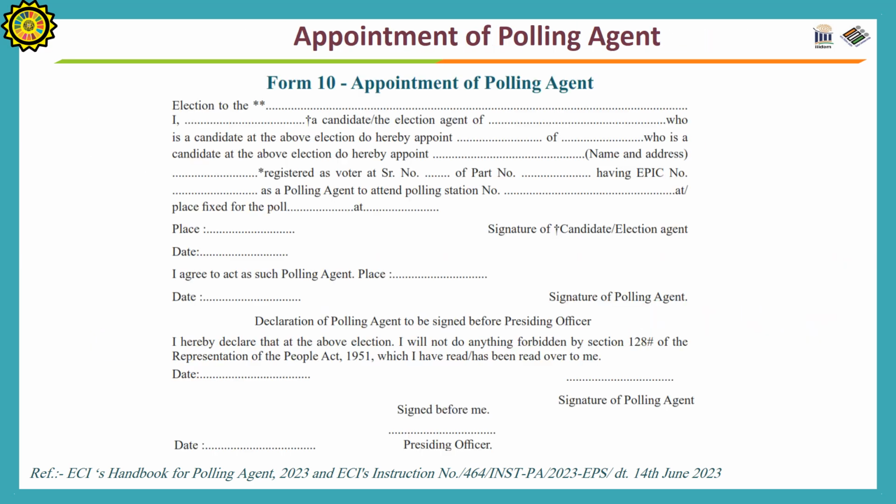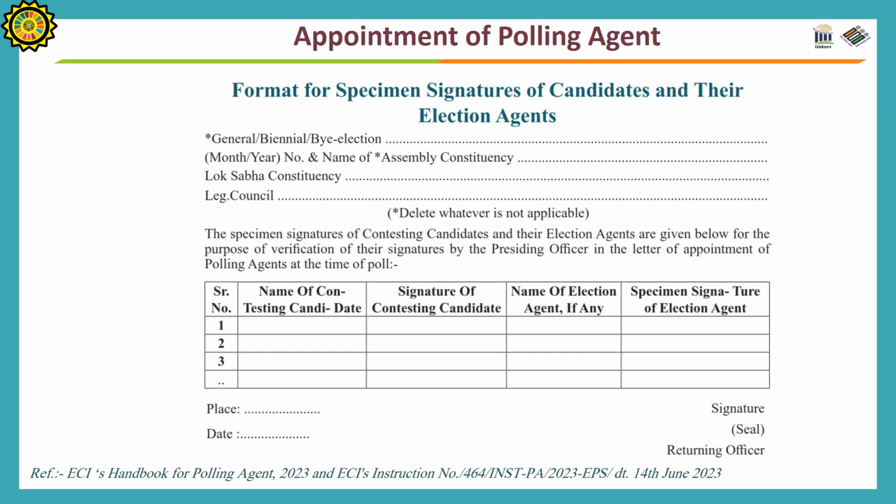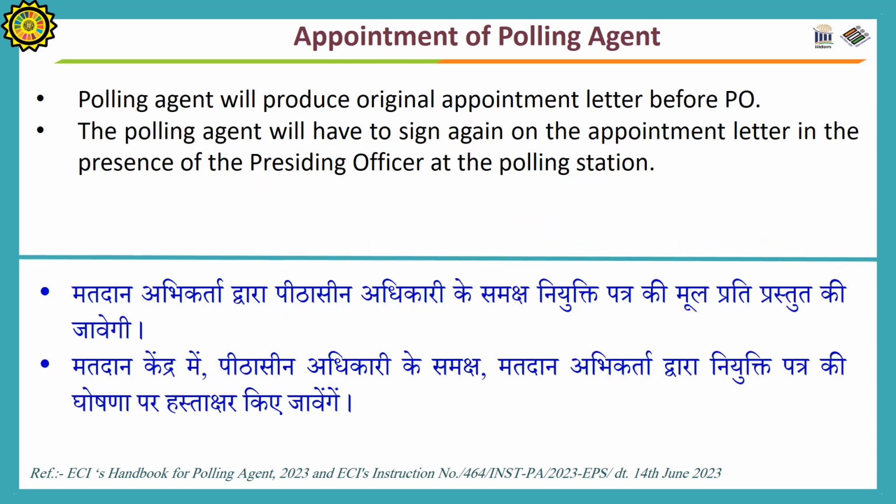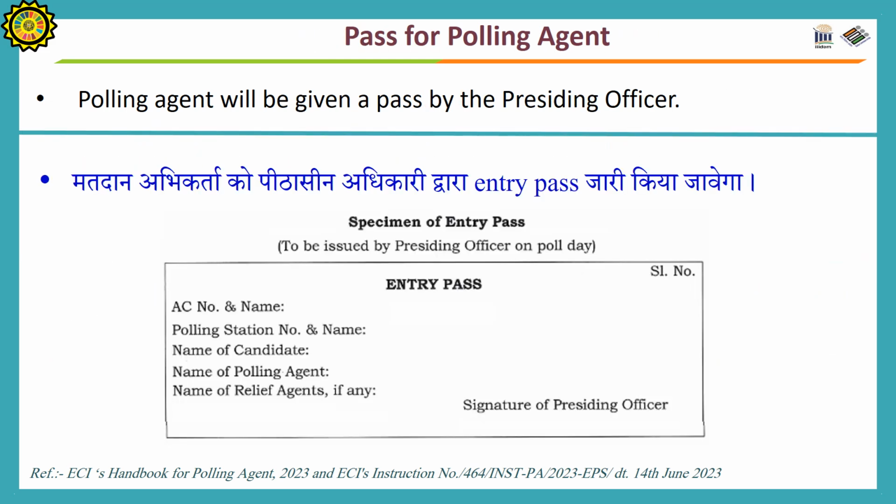The appointment of polling agents format is shown on the screen. The format having the specified signature of the candidates and their election agents is shown on the screen. The polling agent will produce the original appointment letter before the presiding officer. The polling agent will have to sign again on the appointment letter in the presence of the presiding officer at the polling station.